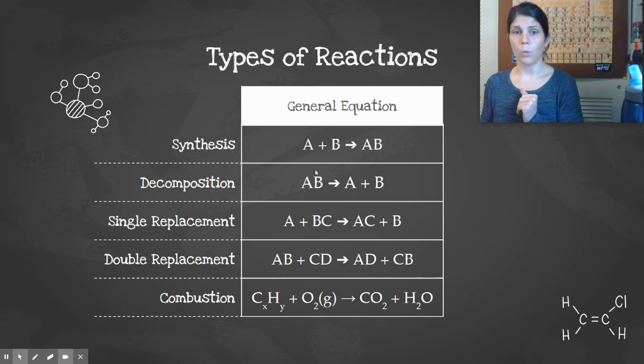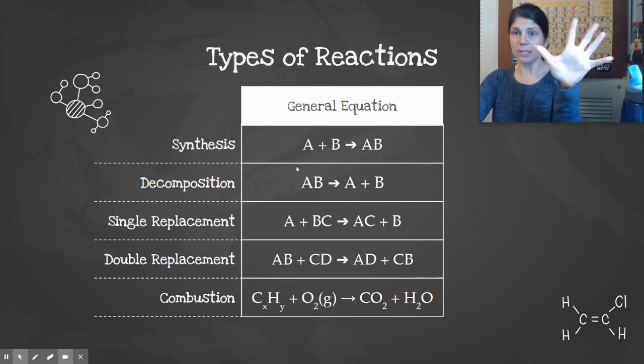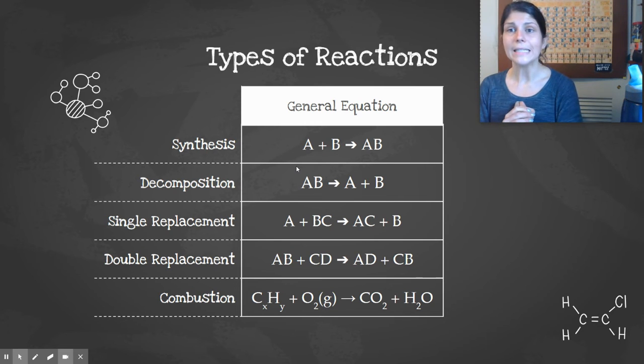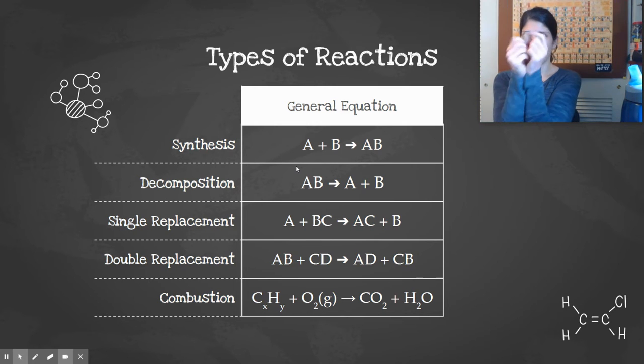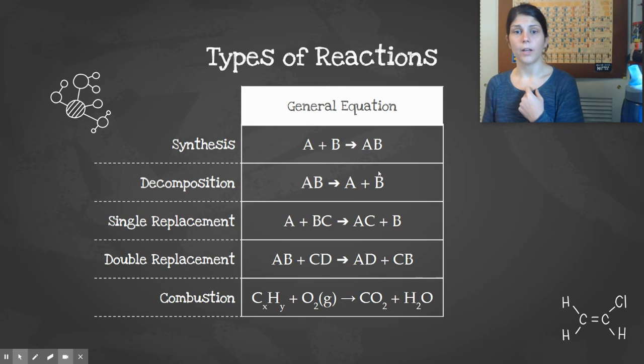I'm never going to quiz you on the general equation, but you'll see it's helpful to have it written down. If you start with one reactant and that one reactant splits apart, that's called a decomposition reaction. If something decomposes, it breaks down. So if you start with one thing and then that one thing falls apart into a couple of other things, so there's multiple products, it's a decomposition reaction.